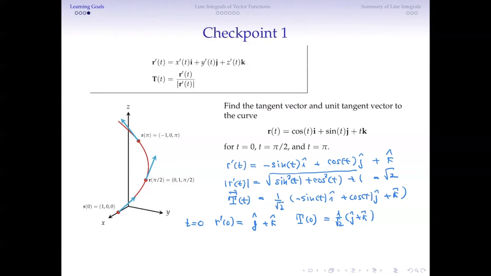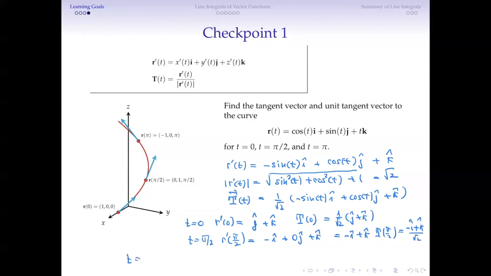What about when t equals pi over 2? The tangent vector at pi over 2, going back to the formula for the tangent vector, is minus i plus 0j plus k, or minus i plus k. The unit tangent is just the same vector normalized. So let's make a little bit of room so that we can write down that the unit tangent vector at pi over 2 is just minus i plus k over root 2.